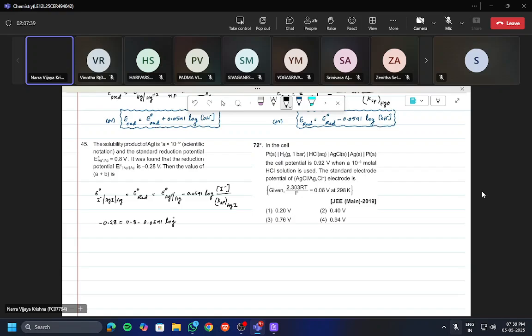What is the concentration of I minus given? Do they give I minus? What is the I minus concentration? Not given, huh? They have to give, no? They have to give the I minus concentration, man. They have not given.